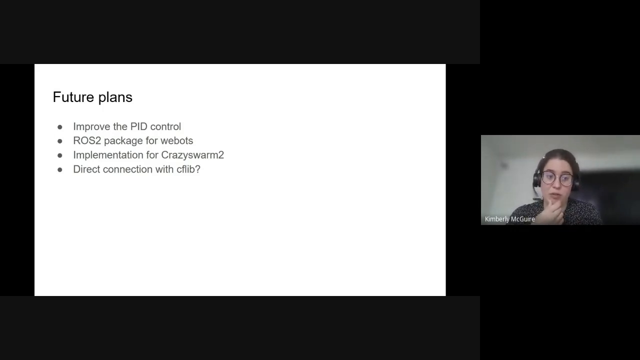Once that's done, we want to implement it into Crazyflie 2, which is a project that I've been working on together with Wolfgang Honig, but that's pretty much his project, and we're just co-maintaining it. And perhaps, maybe not having ROS in between, maybe having a direct connection with CFlip, but perhaps we can save that for the next iteration of the CFlip.